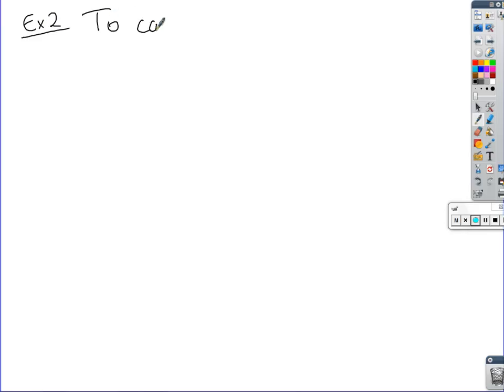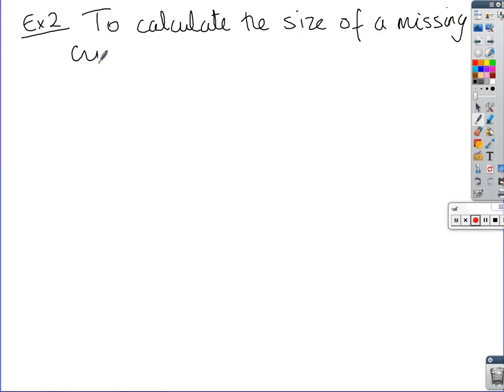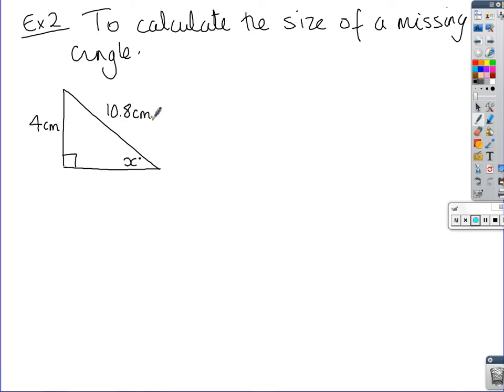So to calculate the size of a missing angle. And again, we've got a triangle. So this time we've got x. 4 centimetres for one side and 10.8 centimetres there. And they're asking us to calculate the angle x.